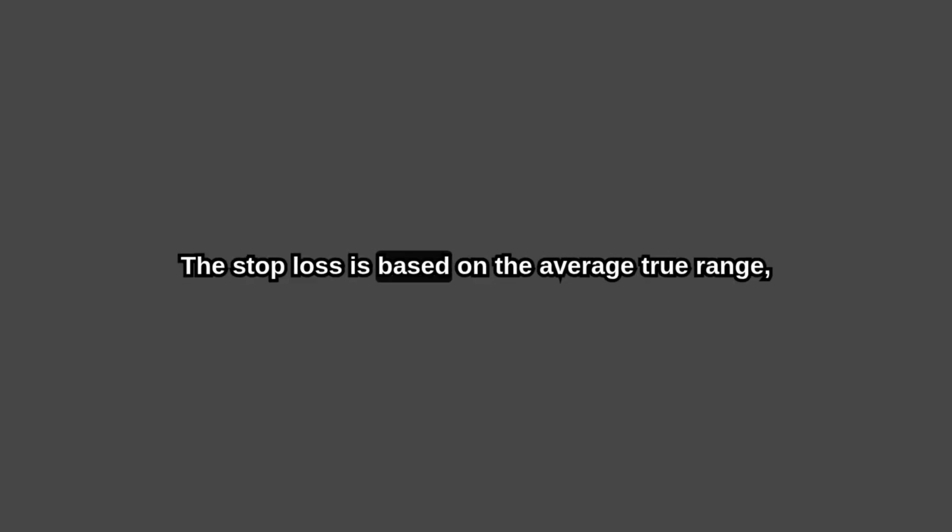The stop loss is based on the average true range, ATR, on the 15-minute chart. ATR 13 is used to gauge volatility. If ATR is showing 30 points, stop is 30 to 35 points max. You're not guessing. You're using market behavior to size risk.